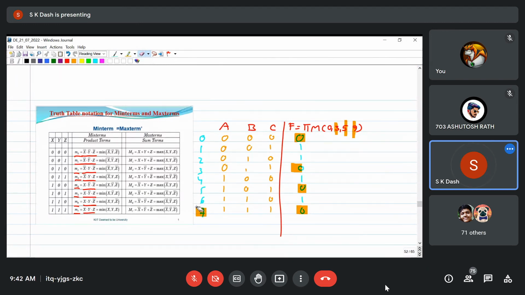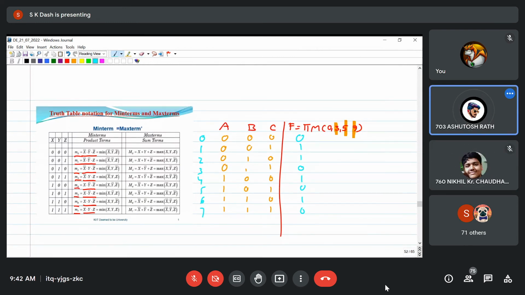From a truth table, can you write the function? The truth table is given. So what can I write? F is equal to pi of capital M. Again, just the reverse task. We need to check where the corresponding zeros are. So it will be 0, 3, 5, 7.